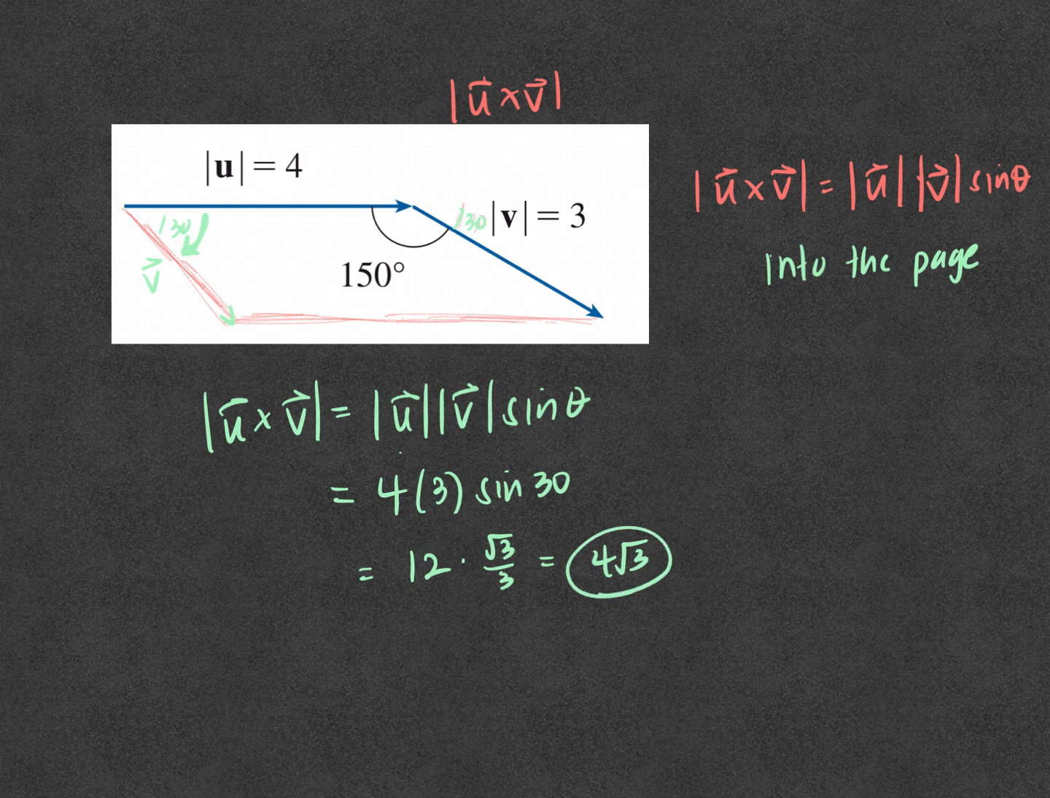This one was just interesting because we had to complete the parallelogram to get the U and the V to get the angle between them, because you weren't given the angle between them, you were given 150 degrees. So you tend to want to just run with that, and then you won't have the right answer. So pay attention to that. Let's look at another one.